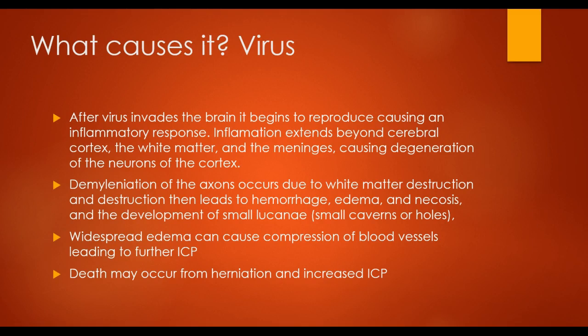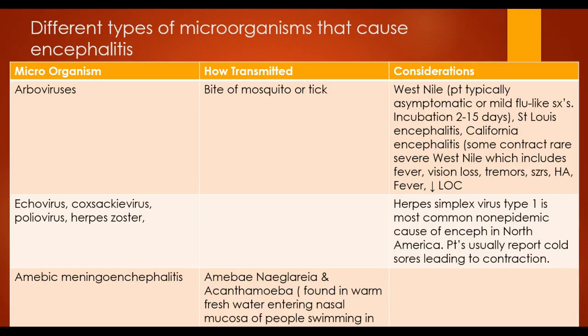Inflammation extends beyond the cerebral cortex, the white matter, and the meninges, causing degeneration of the neurons of the cortex. Demyelination of the axons occurs due to white matter destruction, and this destruction then leads to hemorrhage, edema, and necrosis, and the development of small lacunae, which are small caverns or holes. Widespread edema can cause compression of blood vessels, leading to further ICP. Death may occur from herniation and increased intracranial pressure.